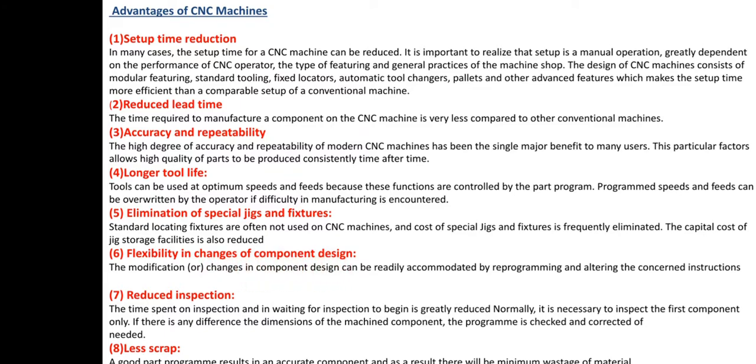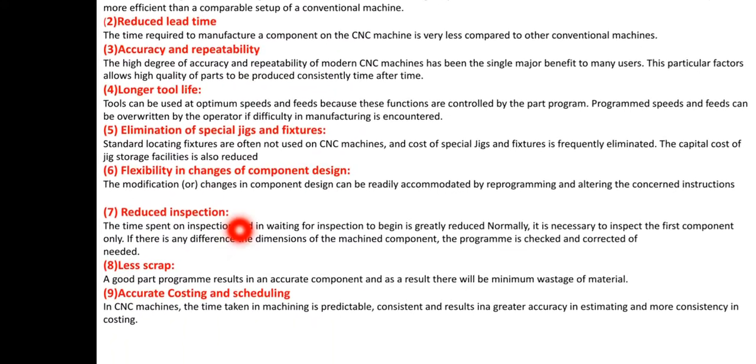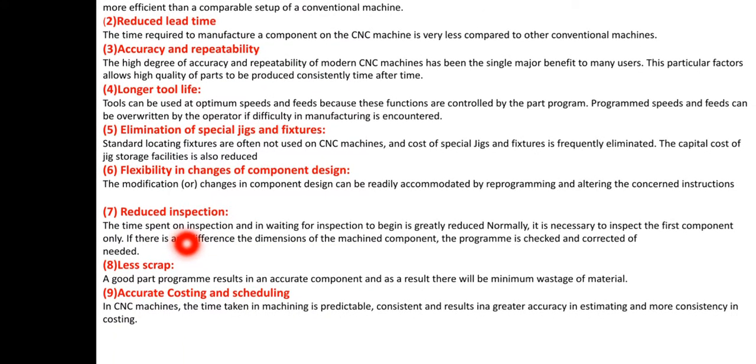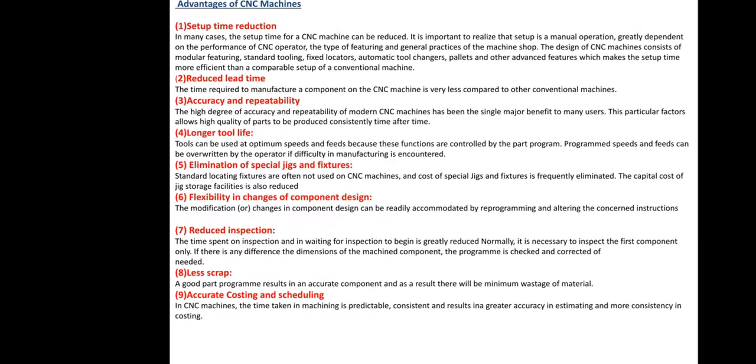Reduced inspection. If we go for manual inspection, definitely the time will be more. If we go with automatic inspection, then obviously the inspection time will be reduced. Then scrap rate will be reduced. Accurate costing and scheduling is possible.